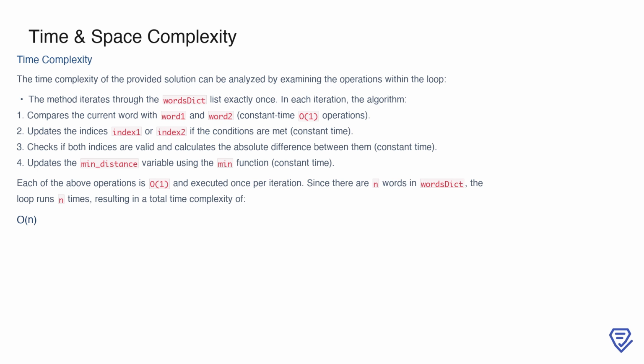Then, it verifies if both indices are valid and calculates the absolute difference between them, which is also done in constant time. Finally, it uses the min function to update the minimum distance, an operation that is again constant time. Since all these operations are O(1), and the loop runs n times for a list of n words, the total time complexity is the product of these n iterations and the constant time operations within each iteration, resulting in an overall time complexity of O(n).